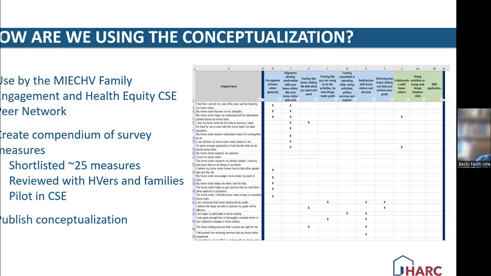Another one is that building on the rapid review conducted for MoAs, and as part of our work in Massachusetts on the CSE, my team at Tufts University has developed a compendium of survey measures that examine the different engagement concepts, I think with a heavier focus on the internal engagement. We've shortlisted about 25 measures that seem promising, and we do plan to finalize this compendium and make it available through HARC as well as through our website at Tufts.